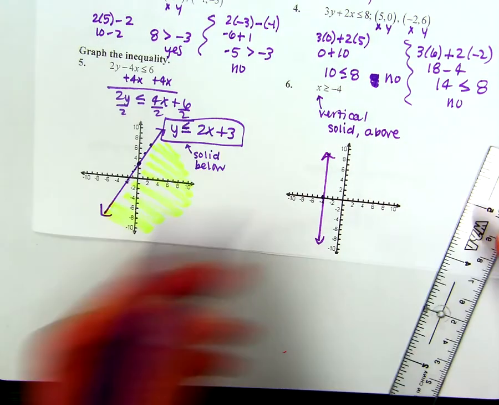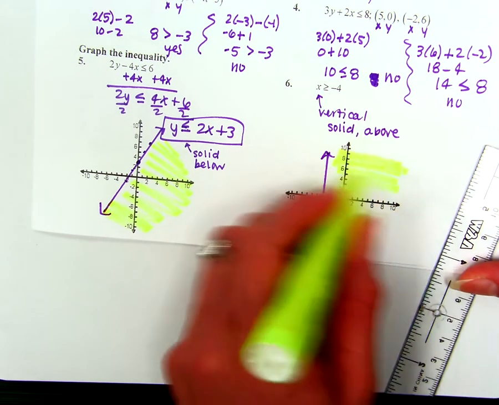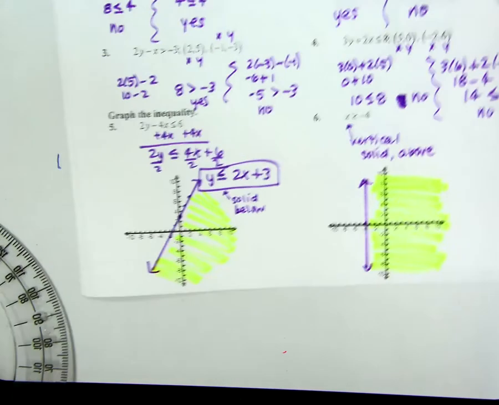Now, above and below for the vertical line, it's really right and left. So the numbers that are greater than negative 4 are to the right, so I'm going to shade to the right. Okay, so we're just going to keep going. Just a few more questions.